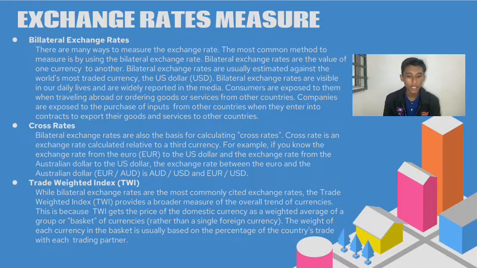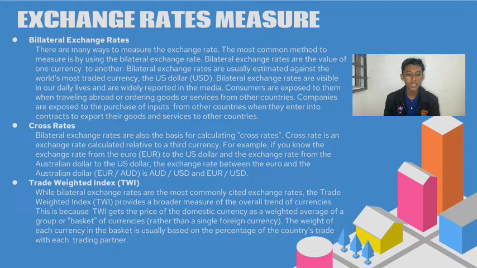Secondly is the cross rate. Bilateral exchange rates are also the basis for calculating the cross rate. Cross rate is an exchange rate calculated relative to a third currency. For example, if you know the exchange rate from the euro to the US dollar and the exchange rate from the Australian dollar to the US dollar, the exchange rate between the euro and the Australian dollar is AUD over US dollar and euro over US dollar.